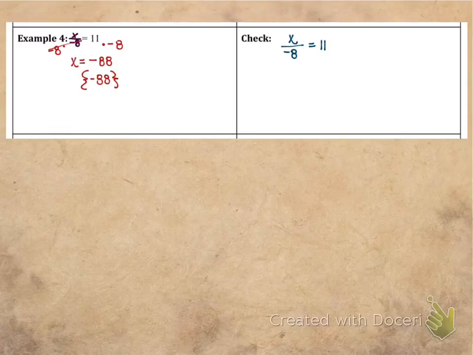Here I have my check. Here's my original. I'm going to plug in negative 88 for my x. And then remember, you can type this in with your calculator 2 ways. You can type in negative 88 fraction bar negative 8 and hit simp or equal. You should be getting 11. You can also type it in with a division sign and then hit enter as well.